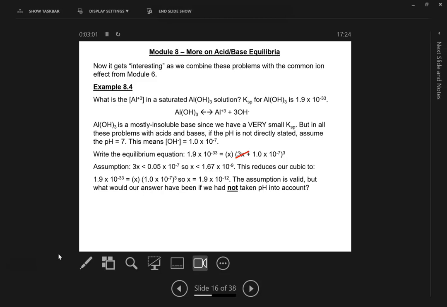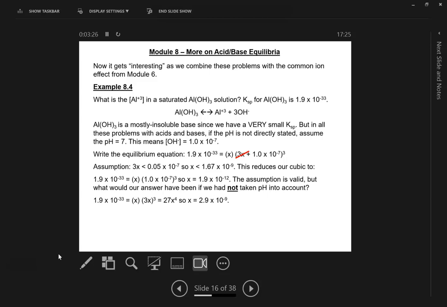So it's pretty straightforward to solve for x. Divide both sides of this by 1 times 10 to the minus 21st, which would be 10 to the minus 7th cubed, gives us a value of x of 1.9 times 10 to the minus 12th. Now, that's a good assumption. It's a good problem. But what if we had not taken pH into account?